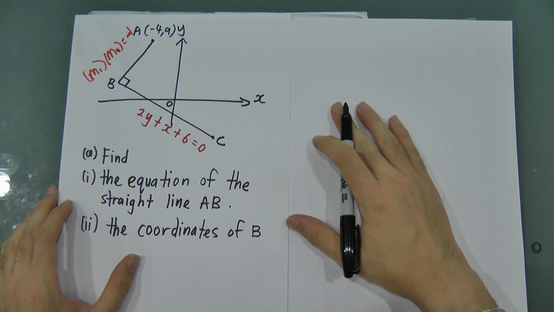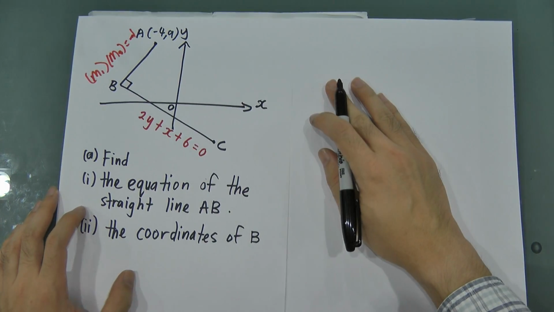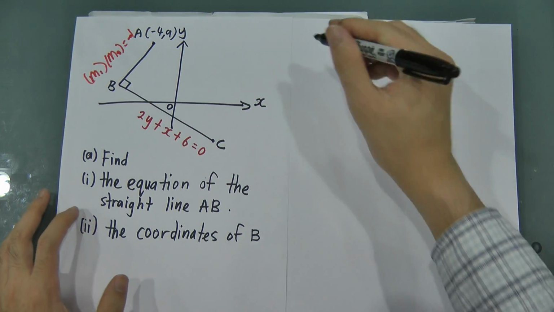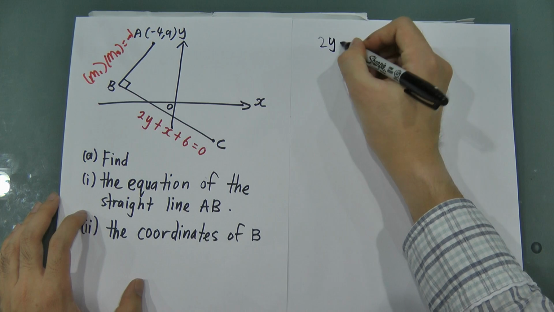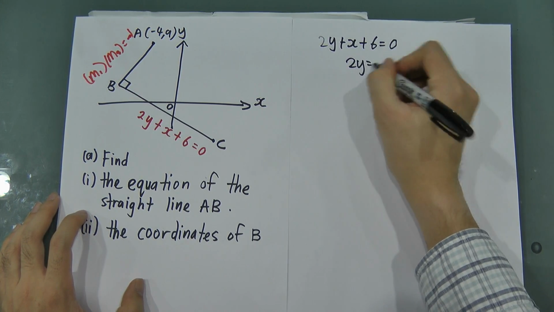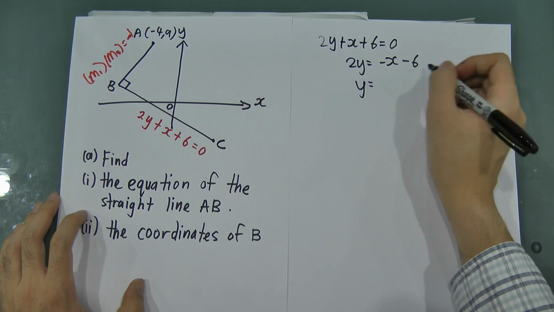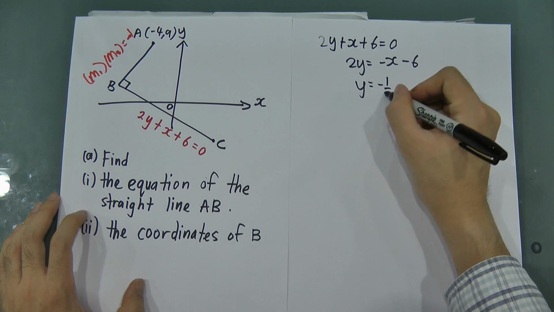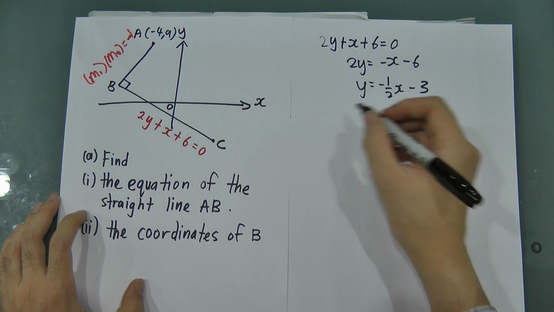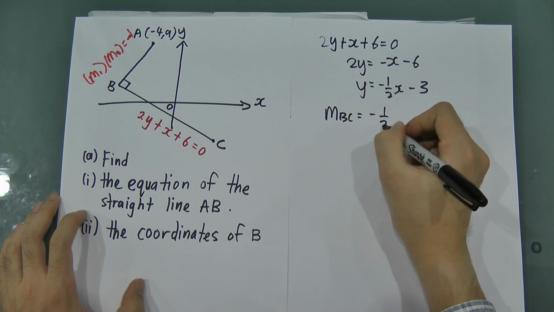From this equation, I can get the gradient for BC. I want to change it to y equals mx plus c. So 2y plus x plus 6 equals 0, so 2y equals -x minus 6. Divide 2 for the whole thing, so y equals -1/2 x minus 3. Therefore, I know the gradient for BC is -1/2.